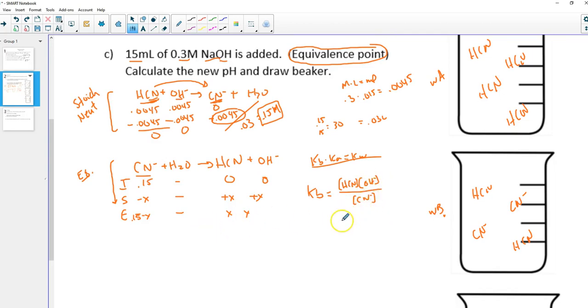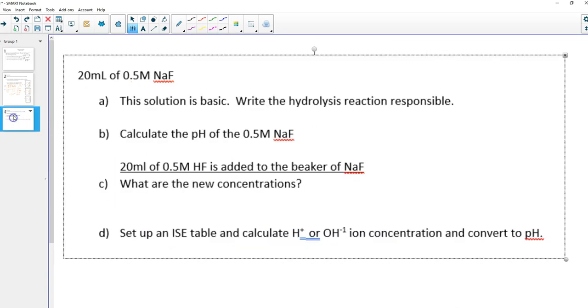Plug in, solve for x. So it's going to be x times x over, shortcut, 0.15 equals my Kb, which you should have calculated. Multiply and square root. So it's going to be the Kb times 0.15, and square root to get my x value. Now, one small thing here: the x is going to equal the concentration of hydroxide ions. So we have a negative log of this to give me the pOH, and then convert to pH, which is 14 minus. Okay? All right, next one.